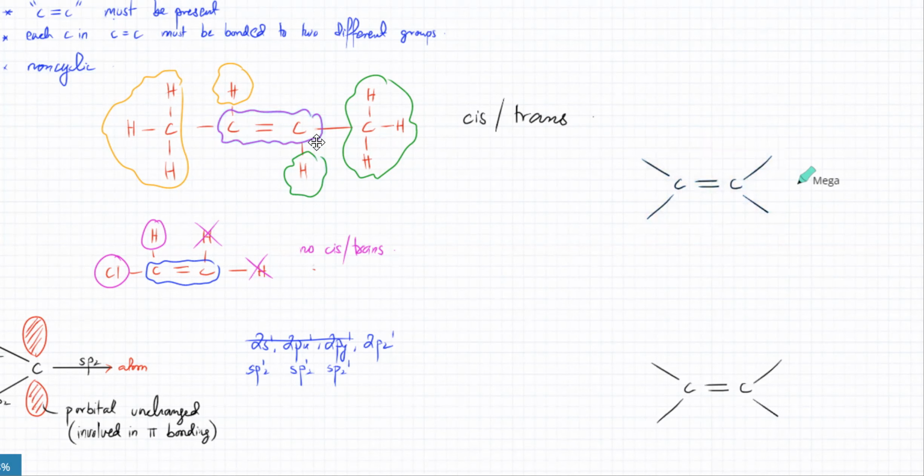So what are the groups that are attached on one carbon atom? That's CH3 and H. So on one side there is CH3, on the other side there is H. What are the groups attached on the other carbon atom in the double bond? That's H and CH3. So which version have I drawn in this case? Trans. That one is trans.